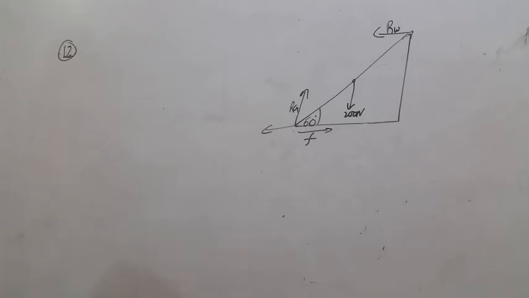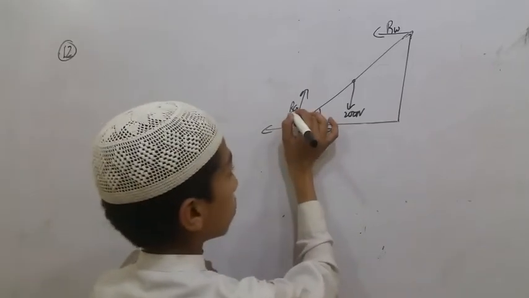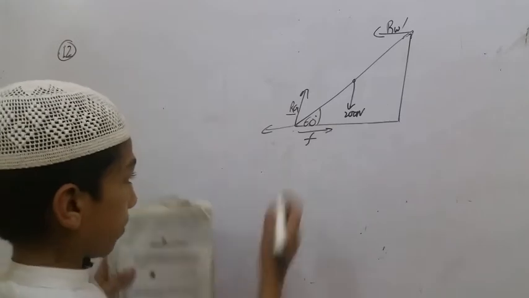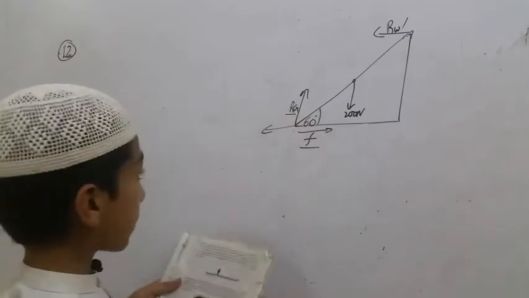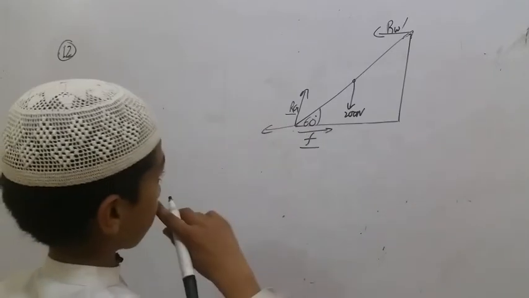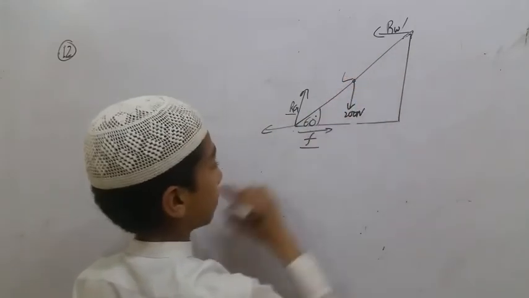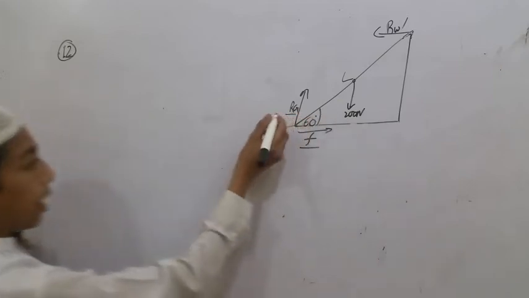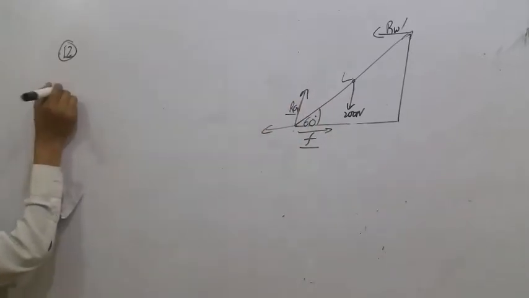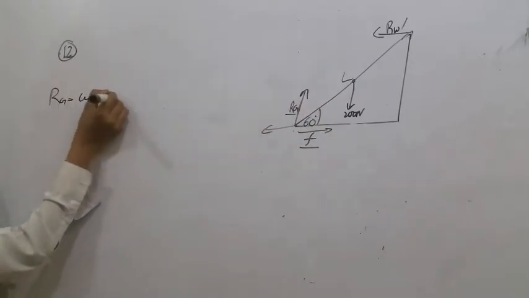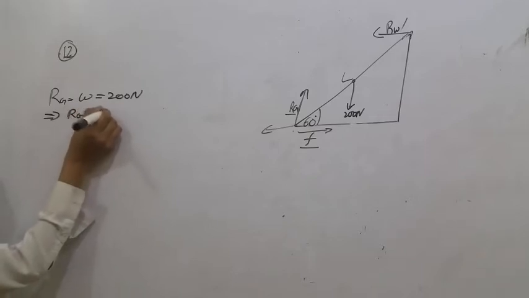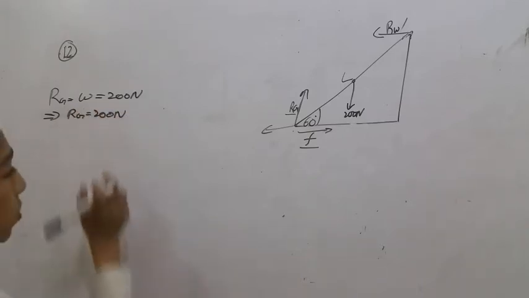Find the reactions on the ladder due to the wall and ground. Here we have to find the resultant of these two vectors. So here this whole length is L of the ladder. Upward forces are equal to downward forces, Rg is equal to W, and W is 200 Newton. So it means that Rg is also equal to 200 Newton. Normal reaction of the ground is equal to 200 Newton.